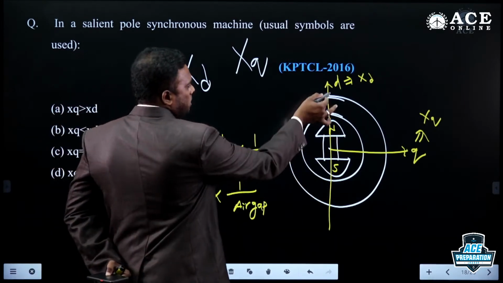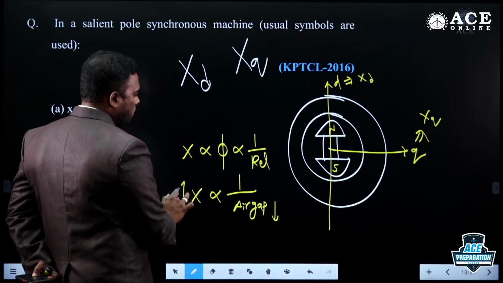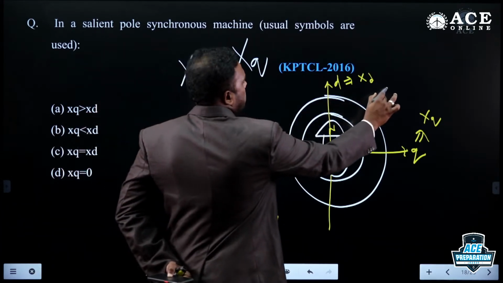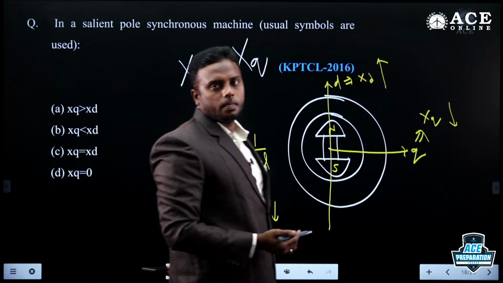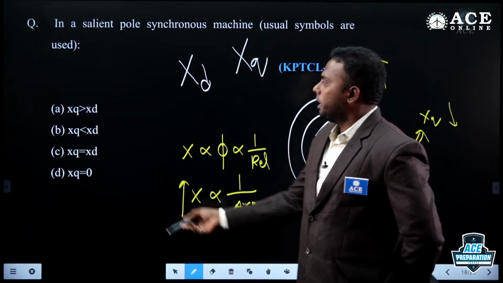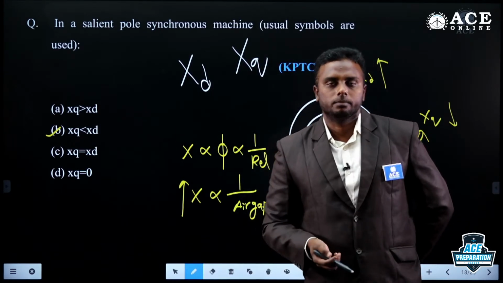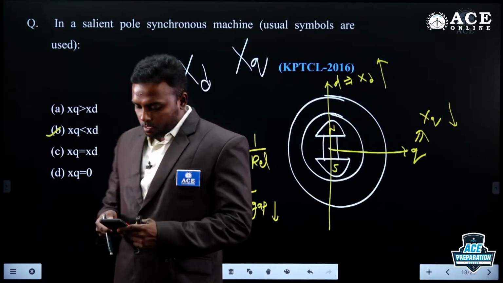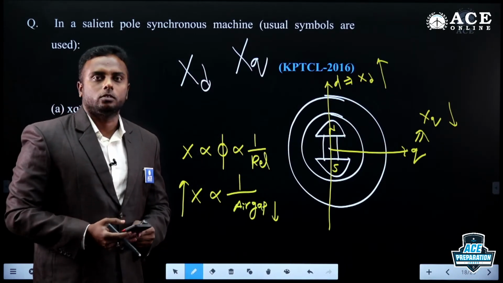So along the D axis, what is the gap here? Less. If the gap is less, what is the X value? More, meaning the XD value is higher, but the XQ value is lower. So XD is greater than XQ. Simple. So what is the answer? XD greater than XQ, that is option B: XQ less than XD. Okay, is it clear? Next question.